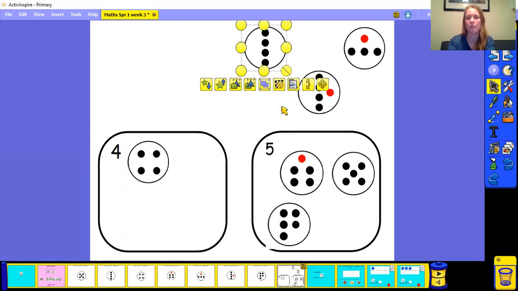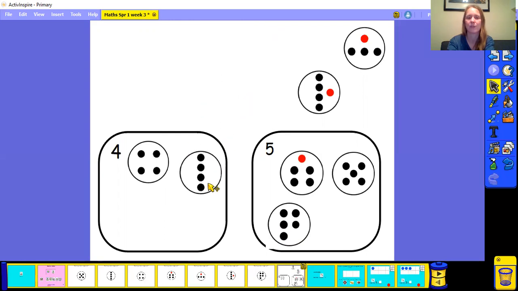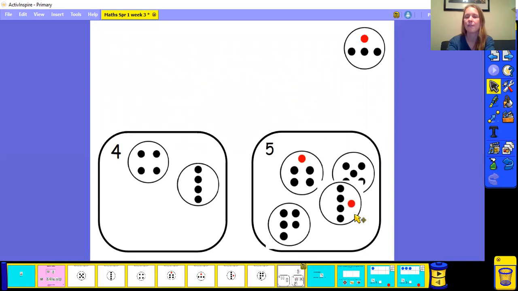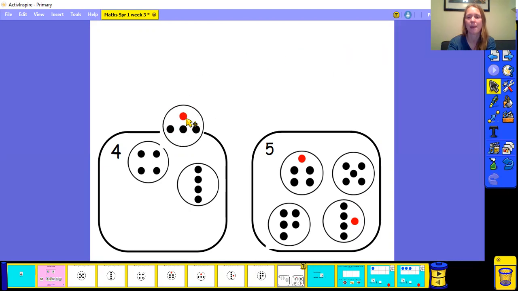What about this one? That's right, this one is 4. It has 4 dots going down the middle. And this one? Oh, it has the same pattern. I can see those 4 dots in this pattern too. But then there's 1 more. 1 more than 4 is 5. What about this one? Yes, that's right. There are 4 spots this time. 3 at the bottom and 1 more at the top. That makes 4.